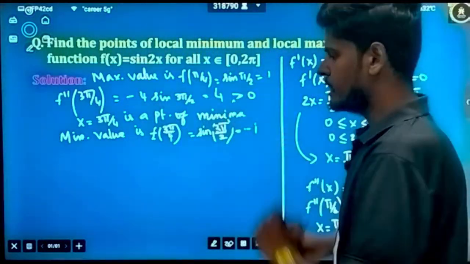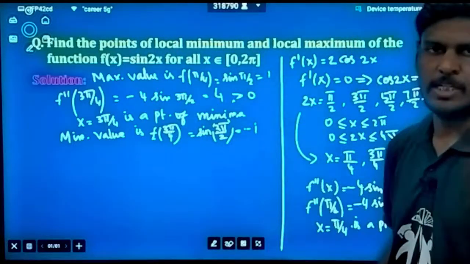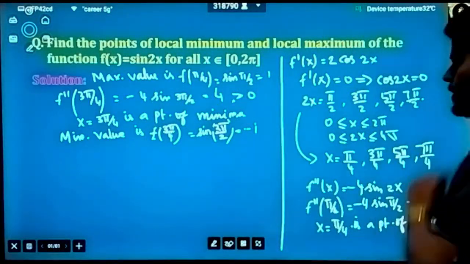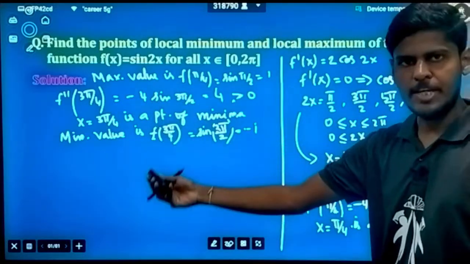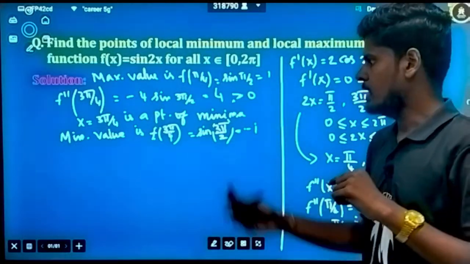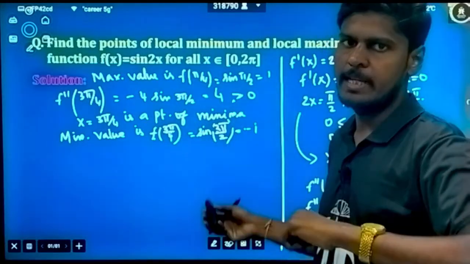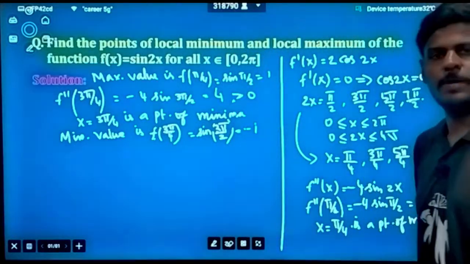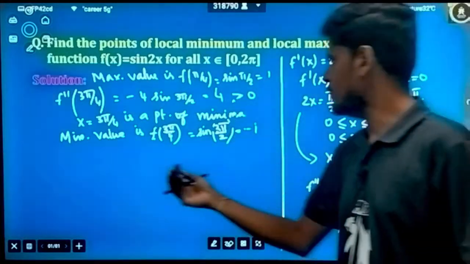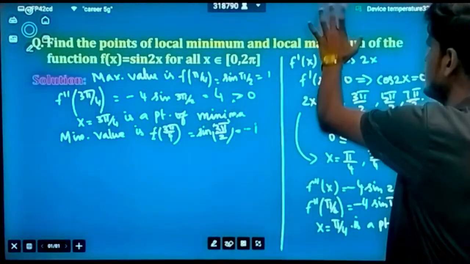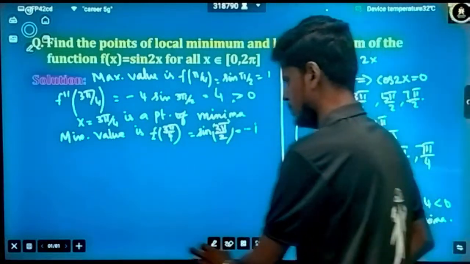I think the procedure is clear now. We will see with the solution. The other two steps will be similar. So again we have to check f double dash at 5 pi by 4 and f double dash at 7 pi by 4, and see if it is positive, then that is a point of minima. If it is negative, that is a point of maxima. And for the maximum or minimum value, substitute those values in f of x. The procedure is the same.